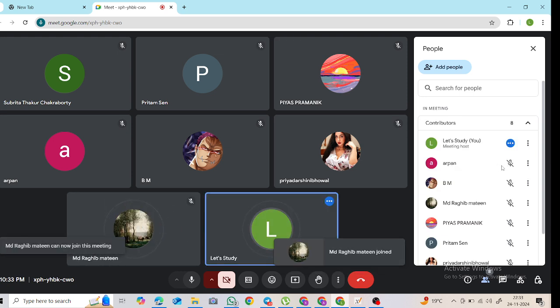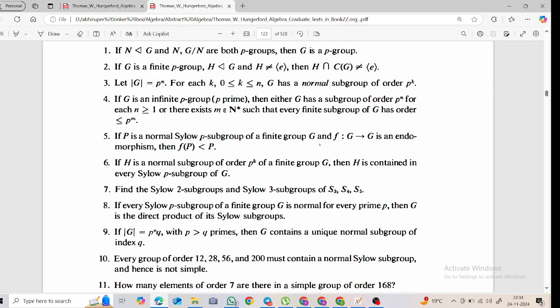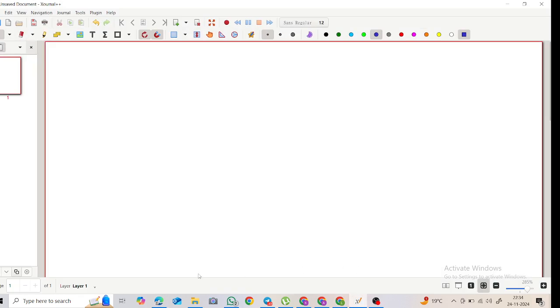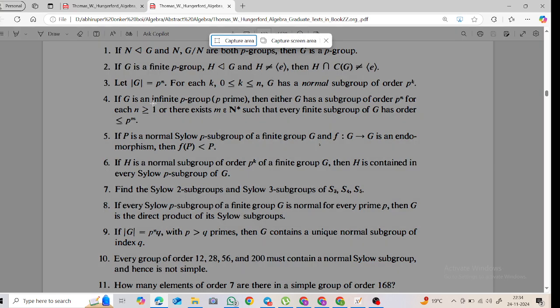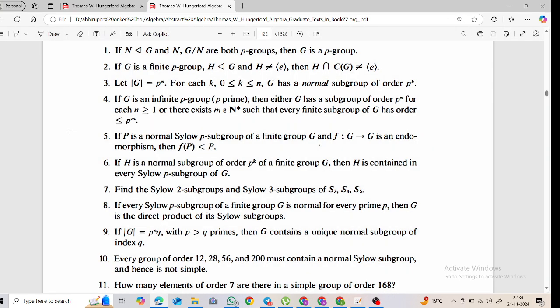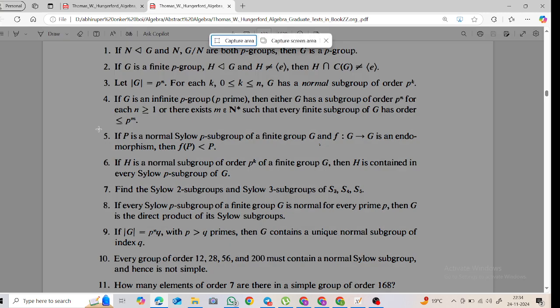So let's start. I think we have done a few problems in the last class. So let's do problem number 5. Till 4 we did, I think. Okay. So let's do 4.